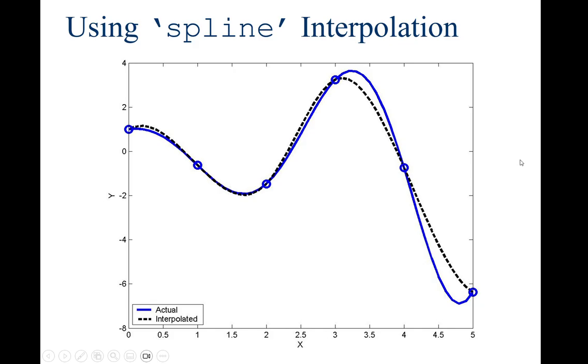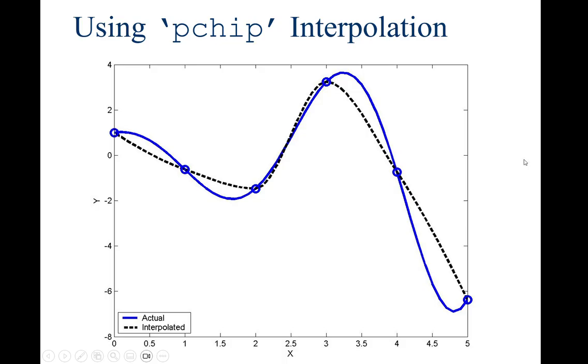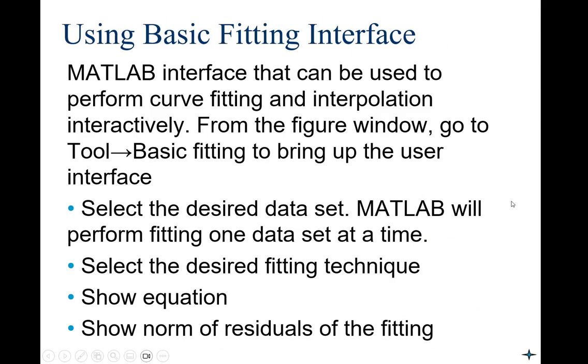Here's the spline method. You can see it's much closer. The p-chip method, not quite as close. I think the p-chip method typically takes the least amount of area to get from point to point while maintaining smoothness in the curve.